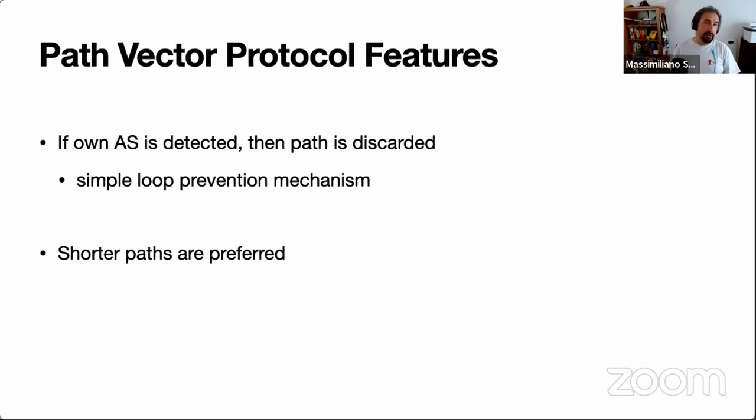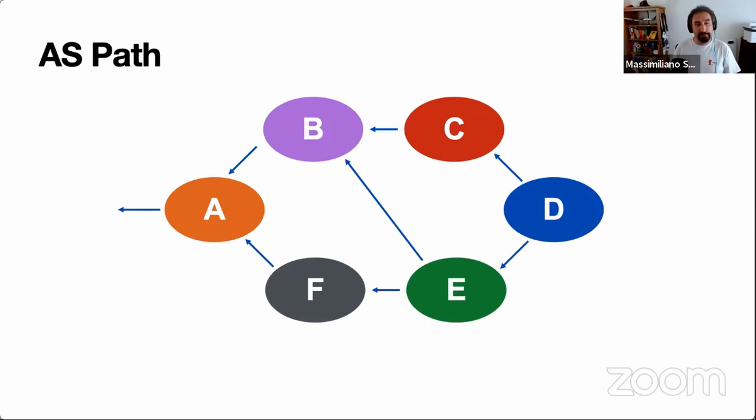And one main feature is that normally a BGP process will just discard a path where its own AS is detected, and it also prefers the shorter paths. So how does this work?